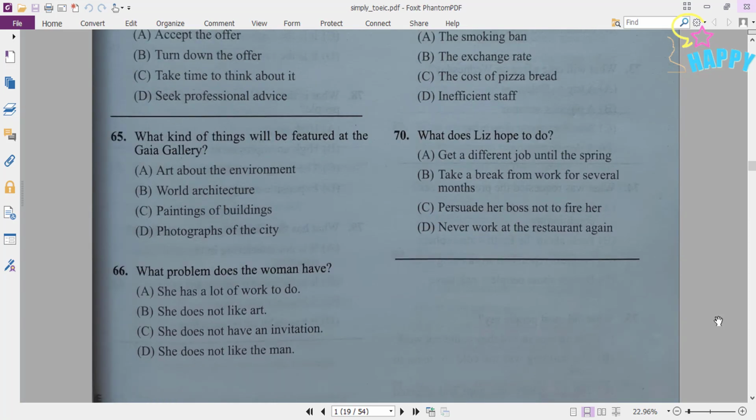Questions 65 through 67 refer to the following conversation.